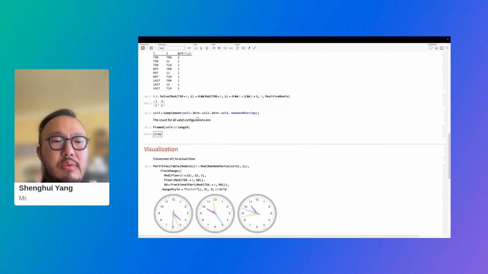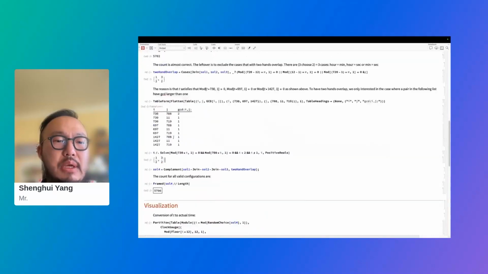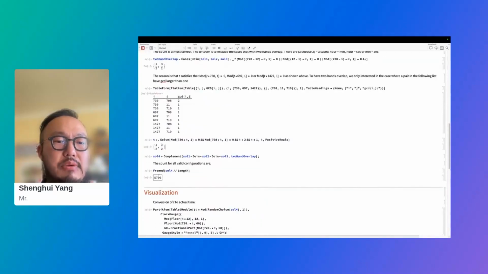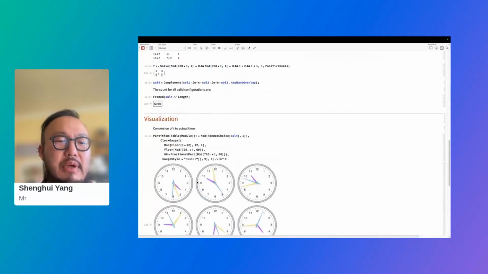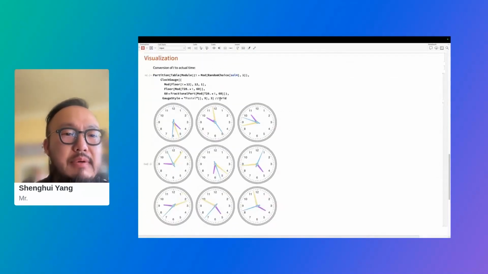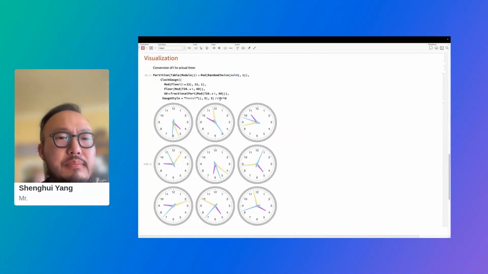Now what we can do is just find the complement of the union of the solutions and the two values that we don't want. 4700 minus 2 is 4700. 4702 minus 2 is 4700. And finally, we have a simple function that shows how I visualize and recover the hand positions of the hands from the solutions we have above.